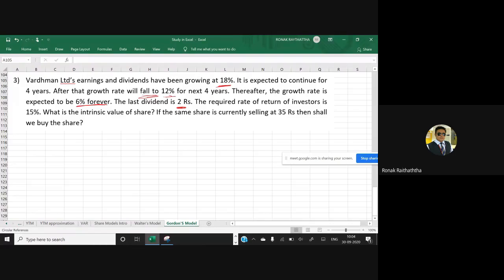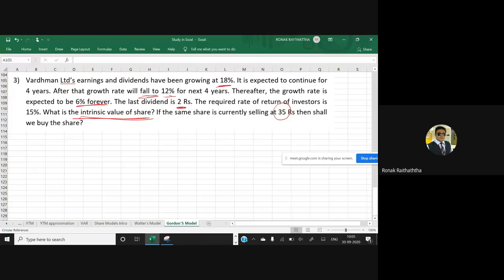Two questions are there. One is, what is the intrinsic value of the share as per the dividend growth model? Another question is, if the same share is currently selling at 35 rupees, then whether we should invest in that share or not. Now, how can we do this? What can we do over here?